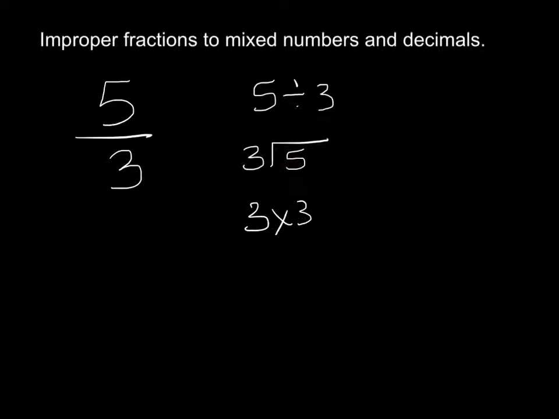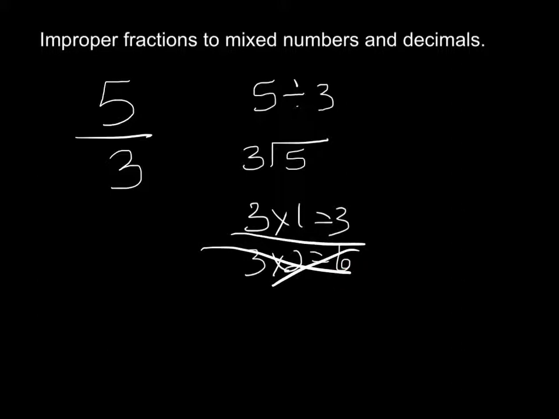Whoops. Let me fix that real quick. 3 times 1 equals 3. 3 times 2 equals 6. But I needed 5. 6 is too much, so I can't use this one. So I have to stick with 3 times 1. 3 times 1 is 3. But I needed 5. Well, how much do I have left? I needed 3, 4, 5, so I've got 2 left over.